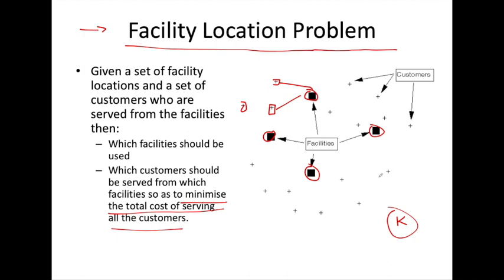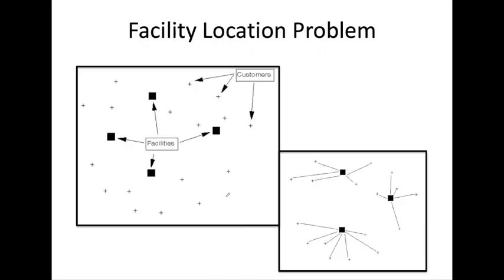So that's the idea. The input is a set of facilities and a set of customers, and then we need to decide a subset of the facilities, let's say K, that are going to be providing service to the customers in a way that we minimize the cost. So we can see that this is going to be a clustering problem. We need to create the clusters around those facilities that we open.